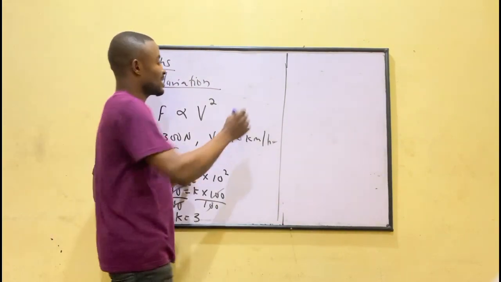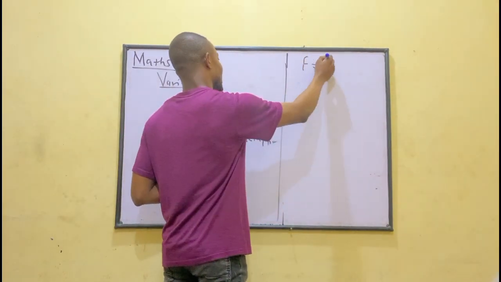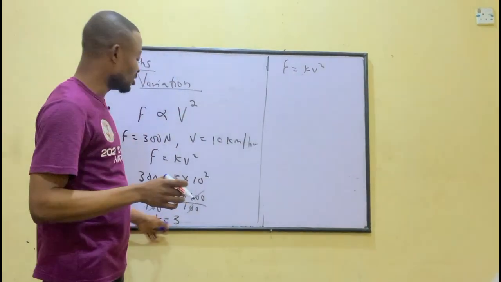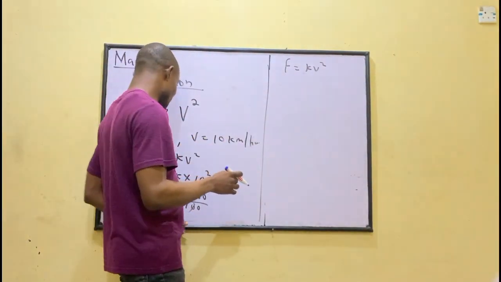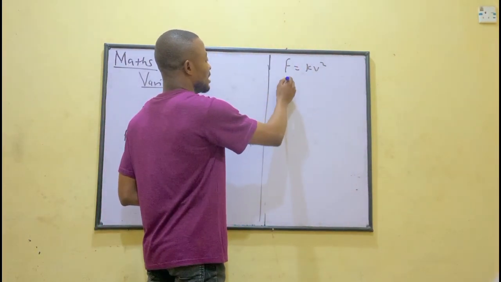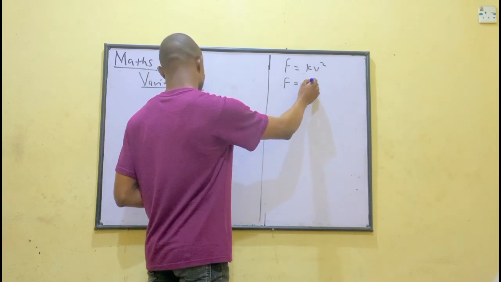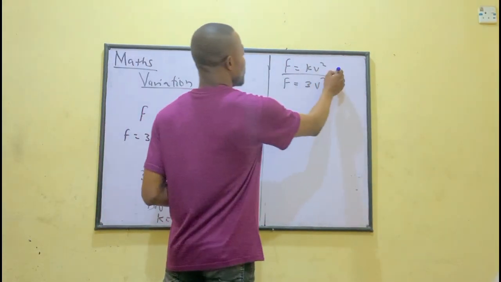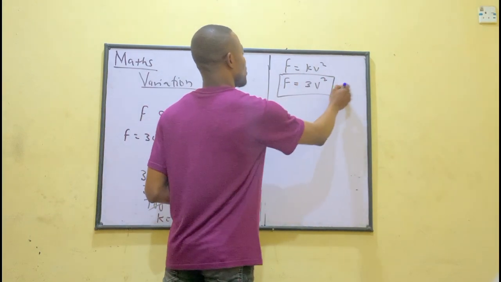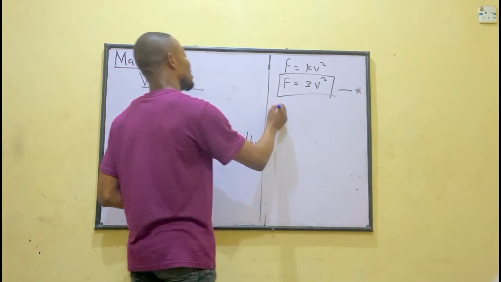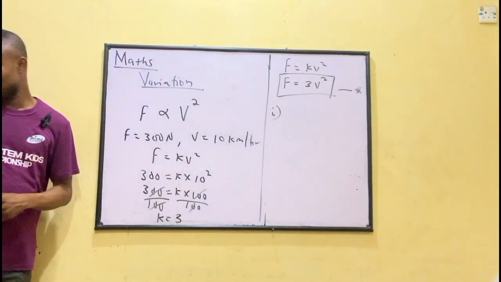Come back to this place. Since we have that F is equal to kV squared, where you see k, you put 3. You substitute the value here now. So here we have that F is equal to 3V squared. Now this becomes the relationship between F and V. Okay, so this will guide us to solve the questions.